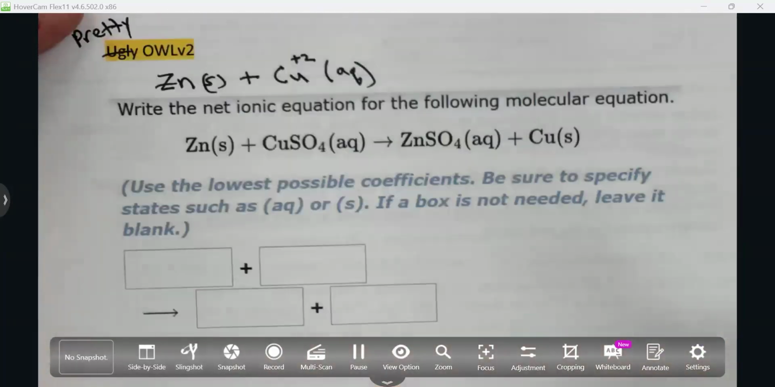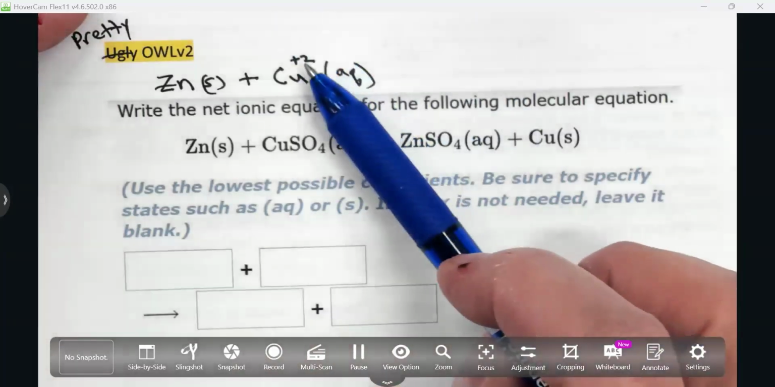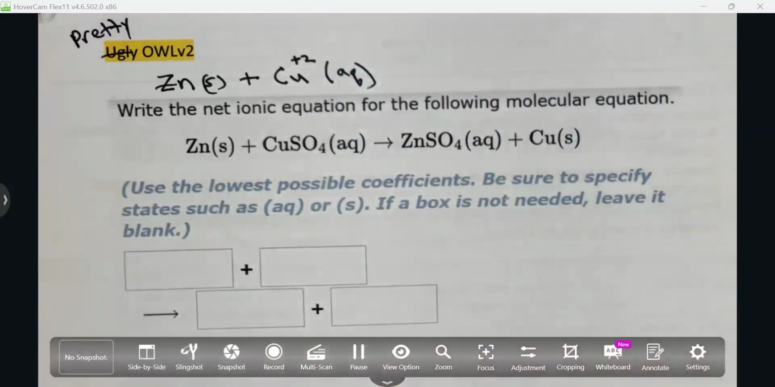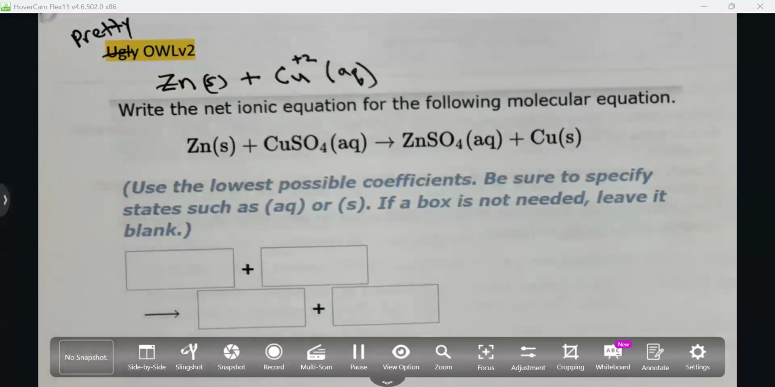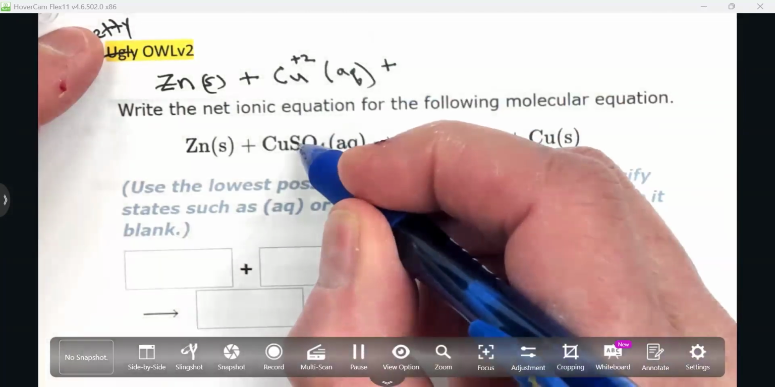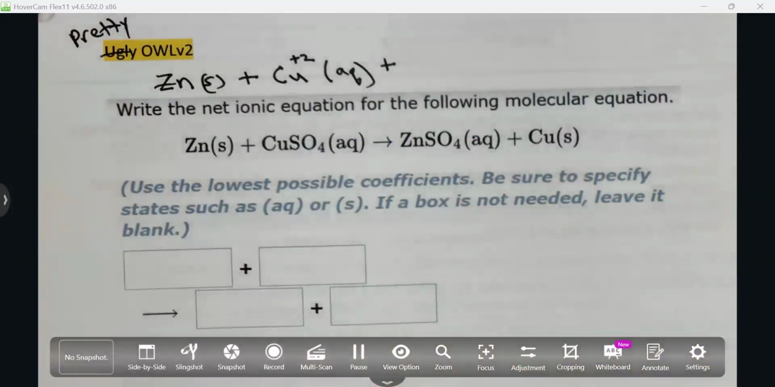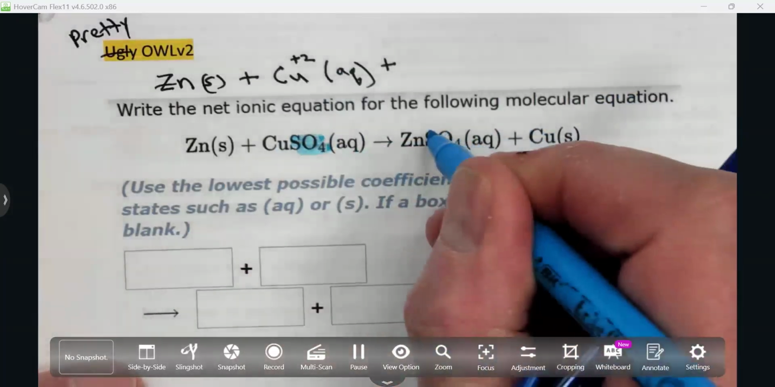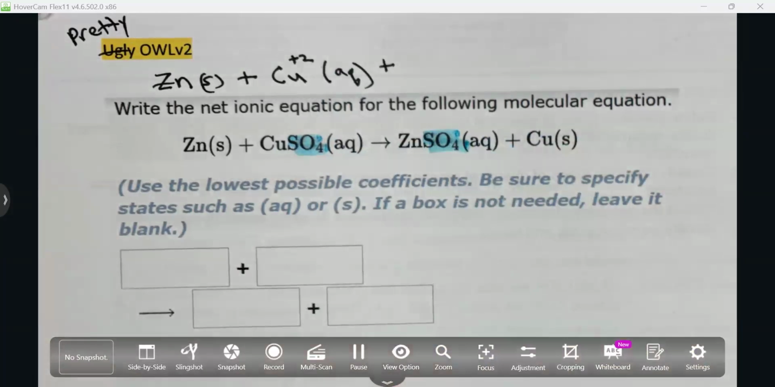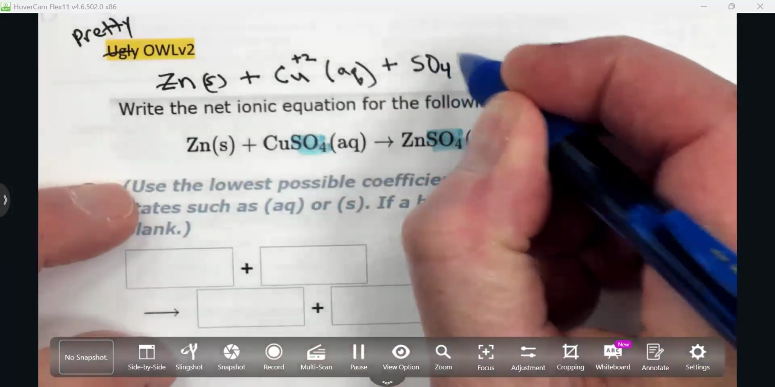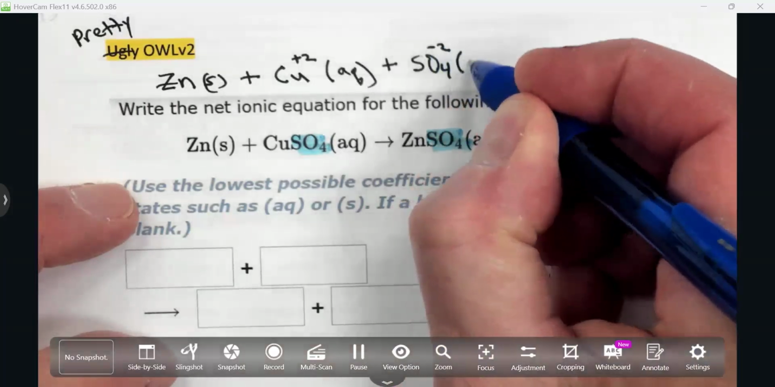Oops, sorry. If you do 2 plus for Cu, it just switches it, right? Anybody done that yet? Yeah, it just switches it. For some reason, I just don't write 2 plus. And then this sulfate stays together. Do not split these up. The sulfate stays together. So we would end up with SO4 minus 2.